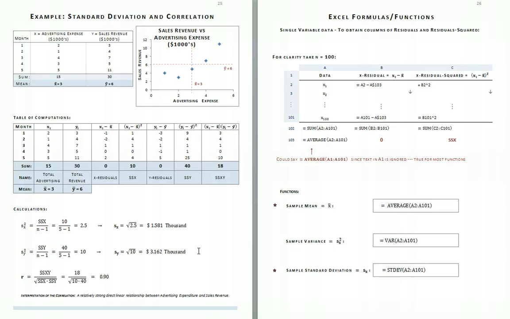What kind of linear relationship is there between advertising expense and sales revenue? That's what the coefficient of correlation tells you. R is SSXY, 18, over the square root of SSX, 10, times SSY, 40. Computing that, we get 0.9. That's a rather strong direct, that is positive, linear relationship between advertising expense and sales revenue.